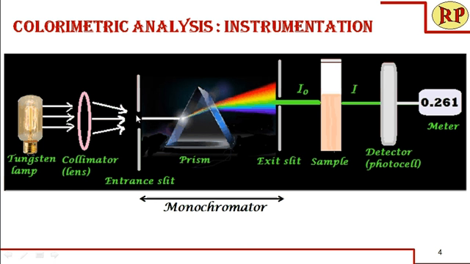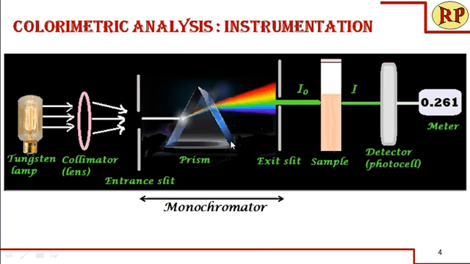entrance slit, that is, a narrow beam of white light enters the entrance slit, and this whole setup we call a monochromator. What is the role of a monochromator? It absorbs all the light except the chosen light, that is, the chosen wavelength. We choose one particular wavelength depending on the absorbing substance.